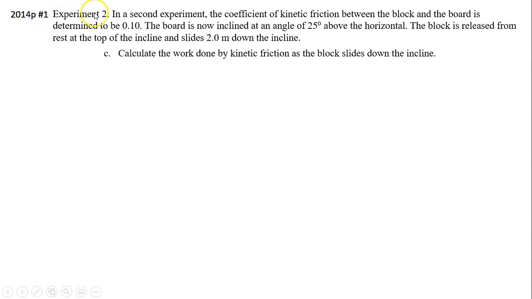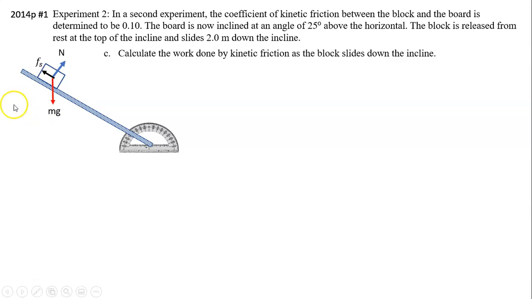Now let's conduct a different experiment. Experiment number 2. In the second experiment, the coefficient of kinetic friction between the block and the board is determined to be 0.1. The board is now inclined at an angle 25 degrees above the horizontal. The block is released from rest at the top of the incline and slides 2.0 meters down the incline. Calculate the work done by kinetic friction as the block slides down the incline.